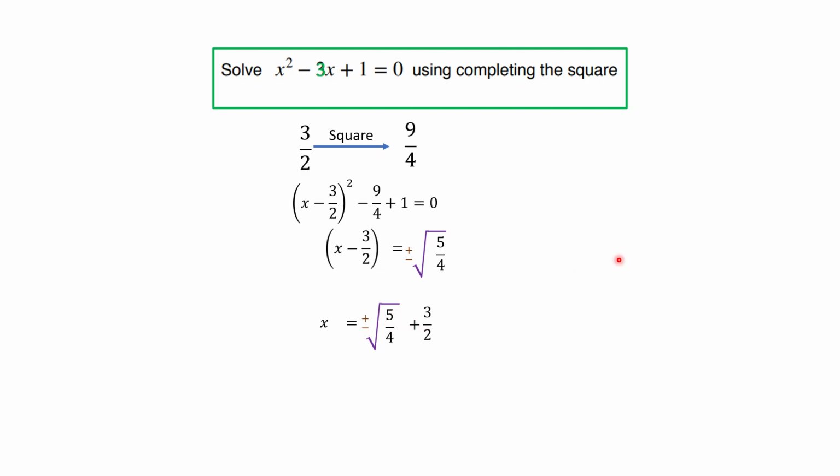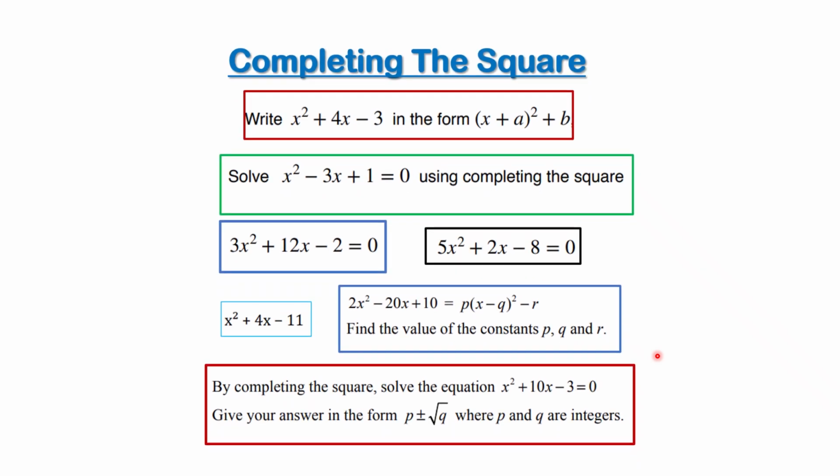This is a full answer, and it's a very nice answer. It gives you the full mark if you write it like this. If you want to, you can split this into 2. So it's root 5 over 4 plus 3 over 2 or minus root 5 over 4 plus 3 over 2. It's up to you. You can leave it like this or you can write it like that. That's all for this question. Let's do a different one.